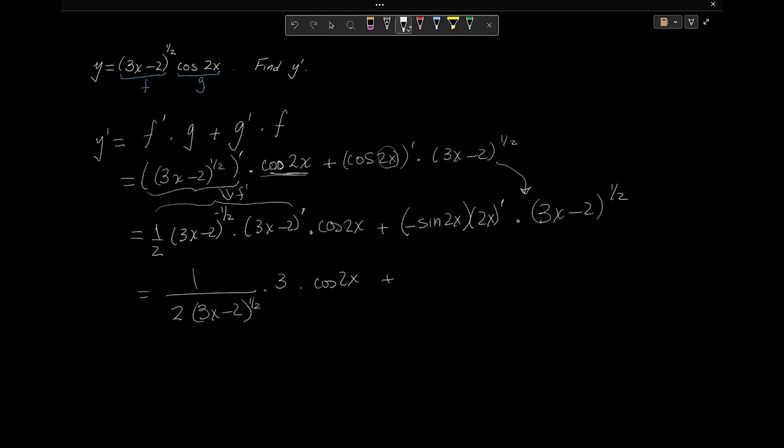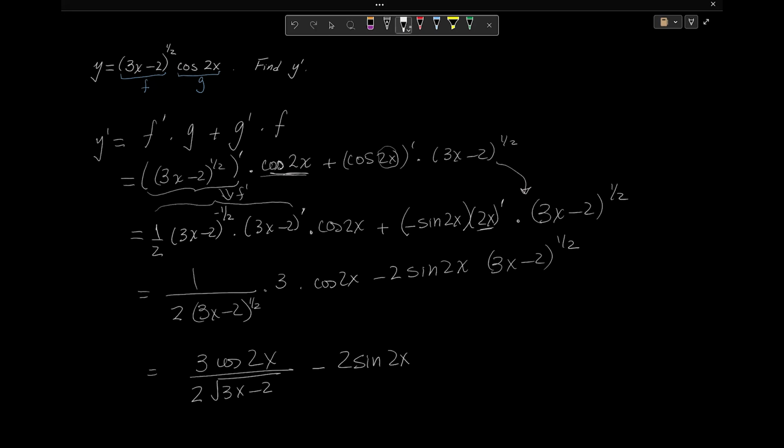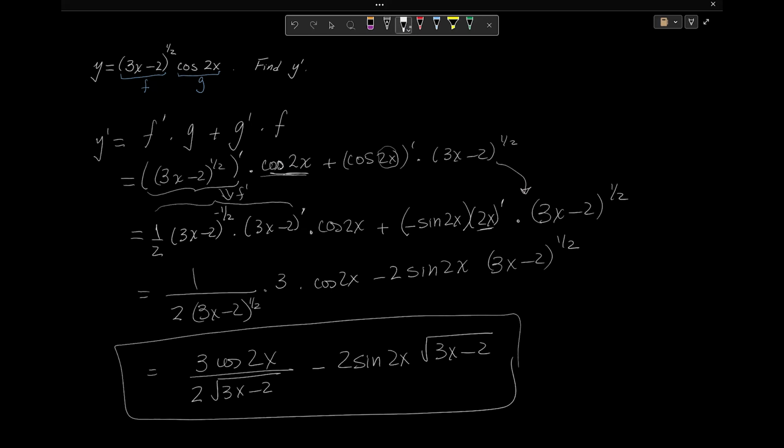Plus, well, it's going to be a minus. The derivative of 2x is 2, times the minus times the plus is going to give me negative 2 sine 2x, 3x minus 2 to the 1/2. Okay. So we could write it as 3 cosine 2x over 2 square root 3x minus 2 minus 2 sine 2x square root of 3x minus 2. We can get a common denominator and simplify things, but the sines and the cosines are not going to add up. Okay. So it's good to leave it like this.